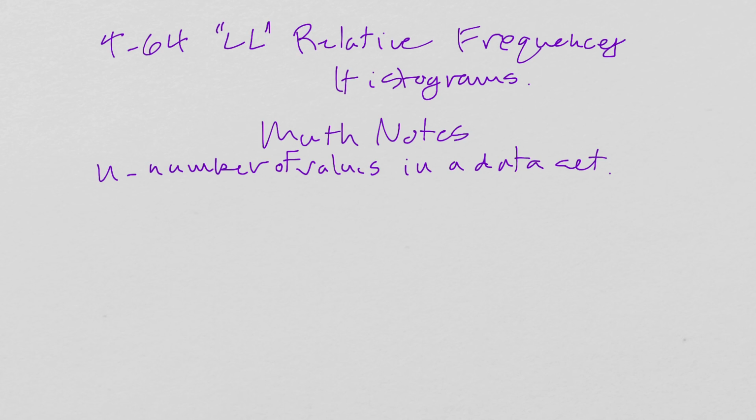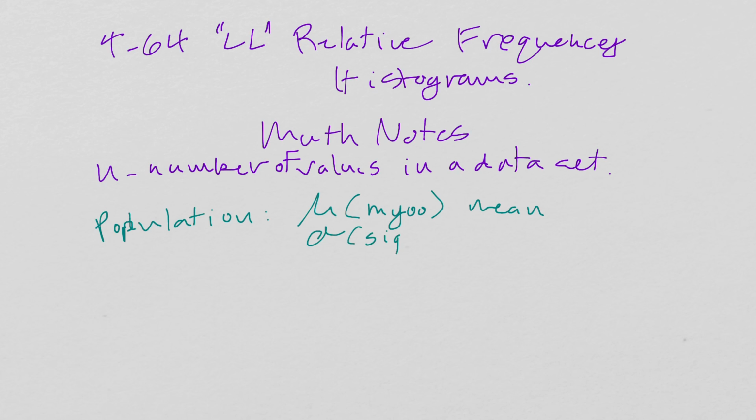When we talk about the population, we use this thing called mu, and it stands for the mean. And then we also have sigma, and that stands for standard deviation. So that's our population. When we are talking about a population of things, we use mu and sigma. Those are both Greek symbols.